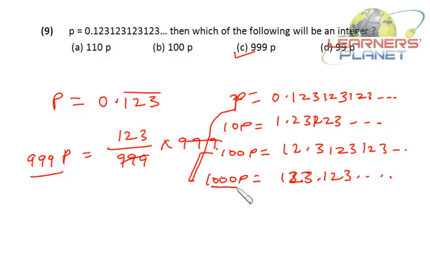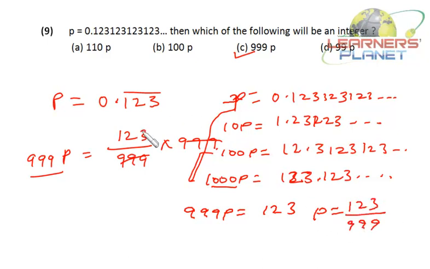So from this expression I'll be deducting this. So 1000p minus p, that is 999p, is equal to 123, and all the digits after the decimal will get cancelled. So what I'll be getting as p is 123 by 999. Okay, and this is the smart way to deal with this problem. Since there are three digits which are being repeated, I am putting three nines to make it a fraction. Okay friends, I hope you are clear about the problem.